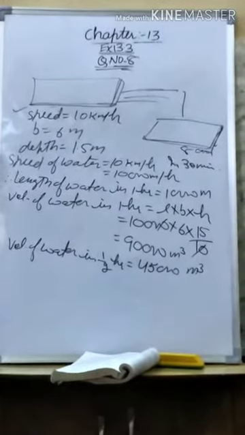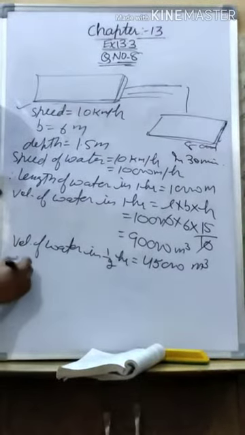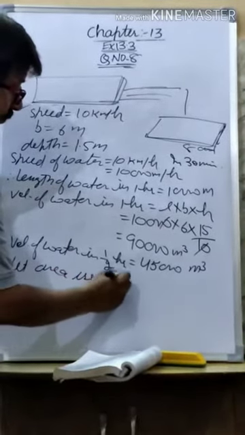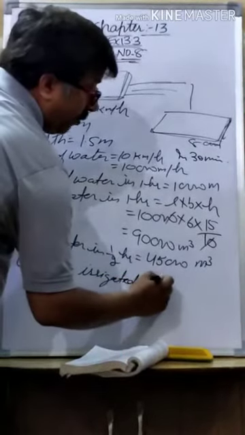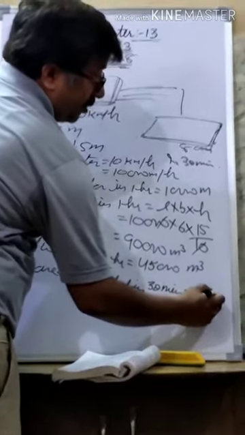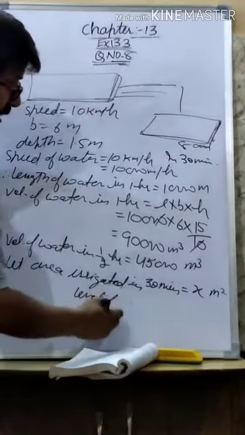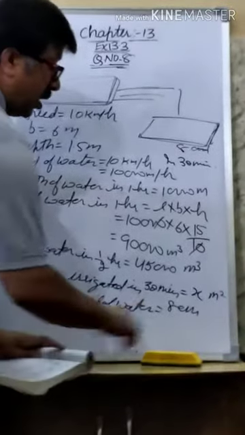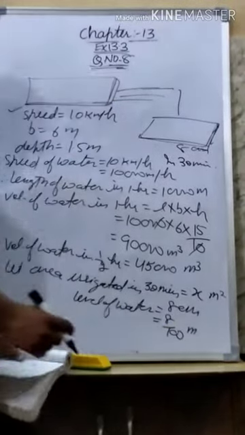Clear this? Now according to the question, how much area will be irrigated? Let the area irrigated in 30 minutes be x meter square. And the level of water needed is 8 centimeter. 8 centimeter means 8 by 100 meter.